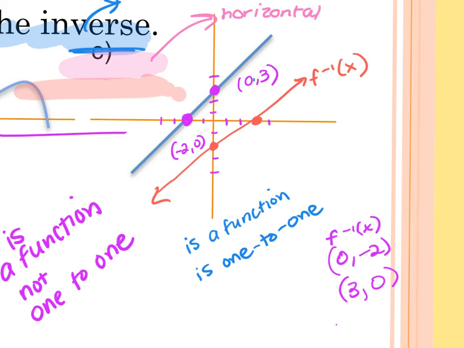So there's 2 checks at the beginning. Is it a function? If it's a yes, is it 1 to 1? If that's a yes, then find the inverse.